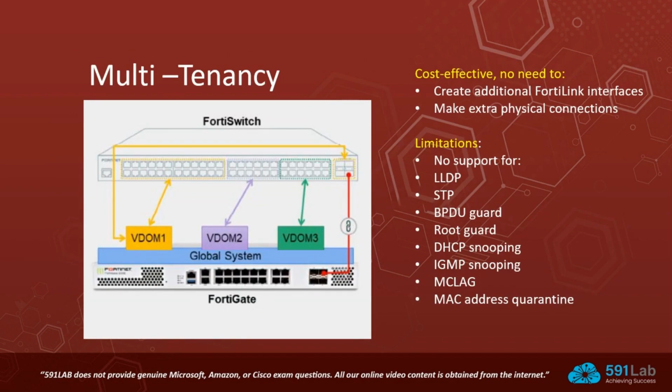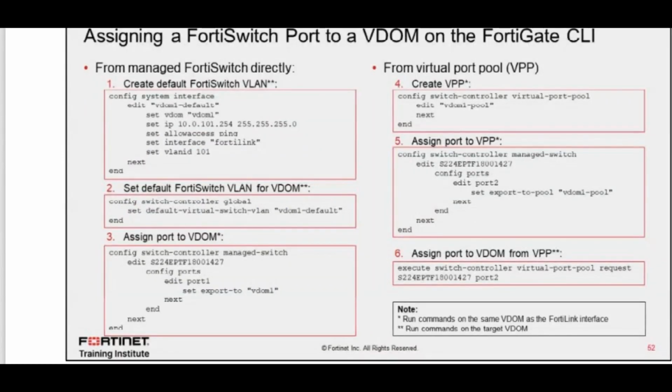Multi-tenancy for managed FortiSwitch enables you to assign ports of your existing FortiSwitch stack to a different VDOM from the VDOM the FortiLink interface is configured on. You don't need to create additional FortiLink interfaces or make extra physical connections. You just have to assign a port to a VDOM, and then the port becomes available on the target VDOM for use. You can assign a FortiSwitch port to a VDOM on the FortiGate CLI in two ways.